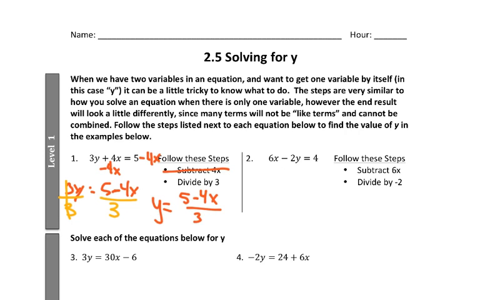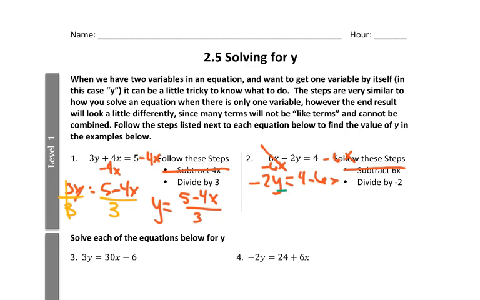Let's go over here to question 2. For question 2, our first step is to subtract 6x from both sides. So I'm going to subtract a 6x from there. Again, there's no x next to that 4, so I'm just going to write the minus 6x to the side like that. That leaves us with negative 2y equals 4 minus 6x. We took care of that step.